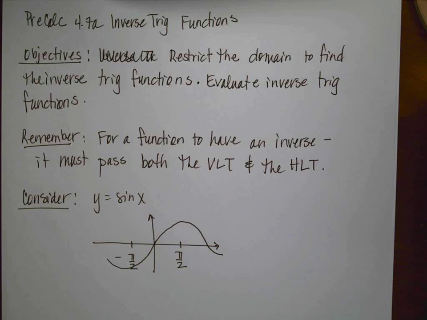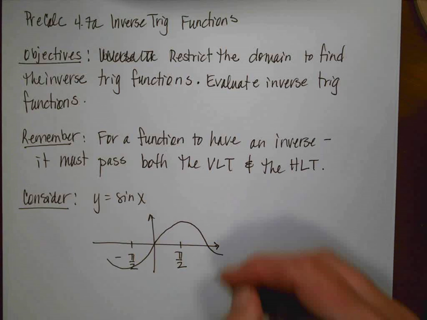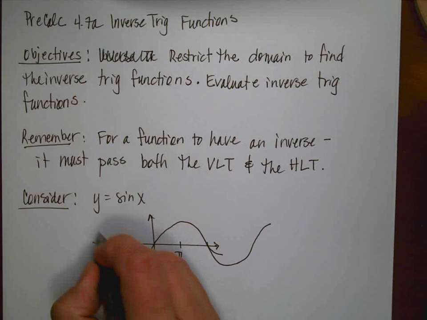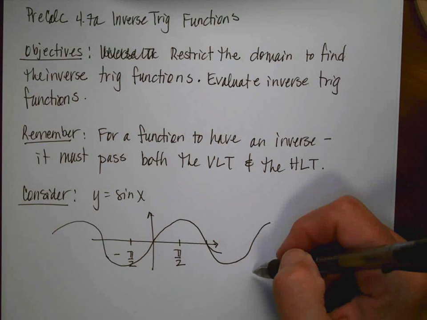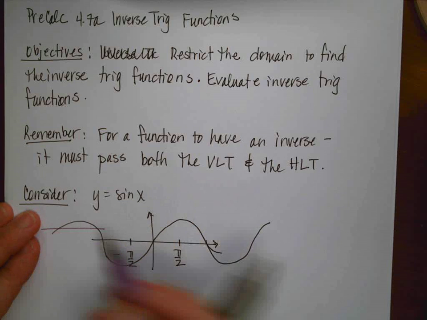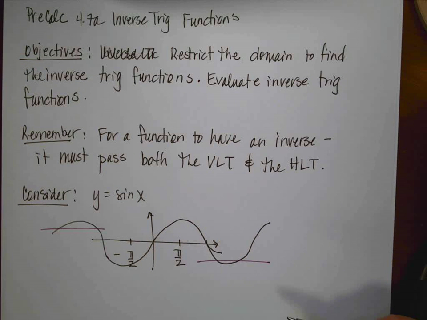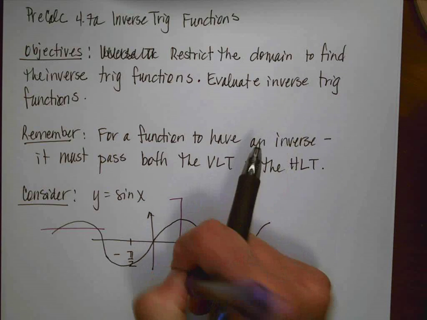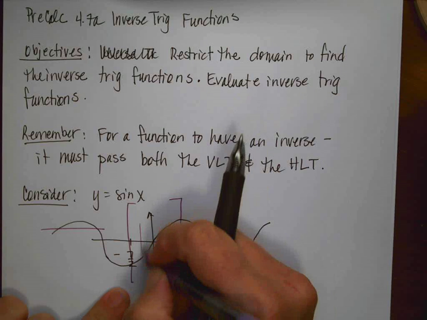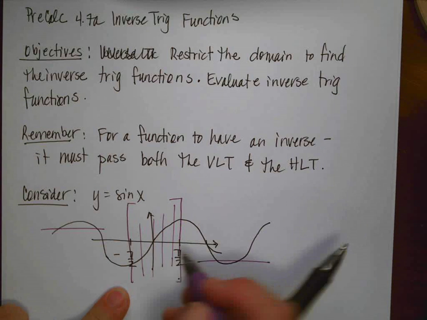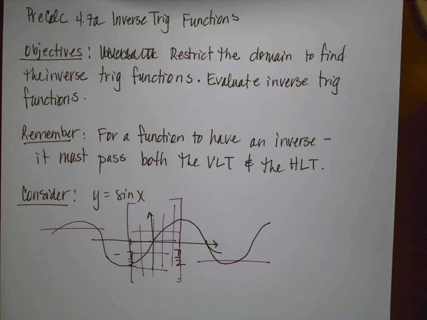So remember, for a function to have an inverse, it must pass both the vertical line test and the horizontal line test. So we're going to consider the graph of y is equal to the sine of x. My graph is kind of crappy, so it's a periodic function, so it would keep going. Notice that it passes the vertical line test, but it would fail the horizontal line test multiple times. But if I restrict the domain from a negative pi over 2 to pi over 2, then notice that it's going to pass both the vertical line test and the horizontal line test.